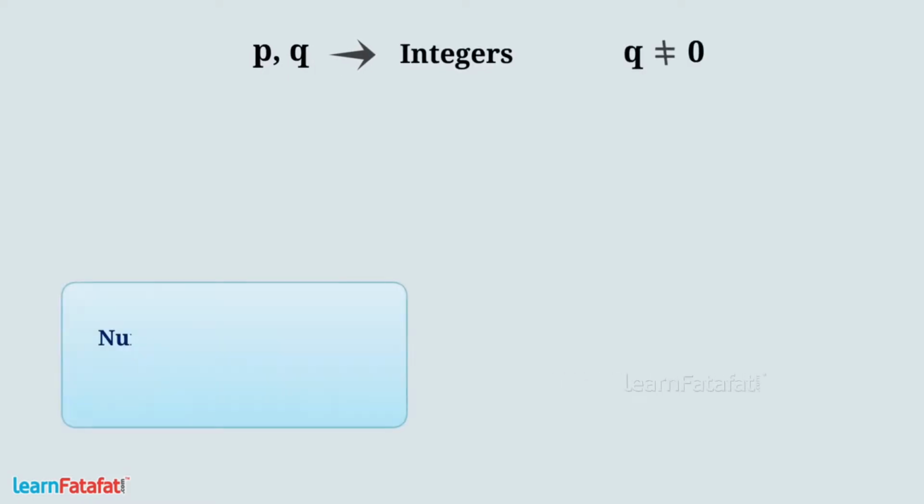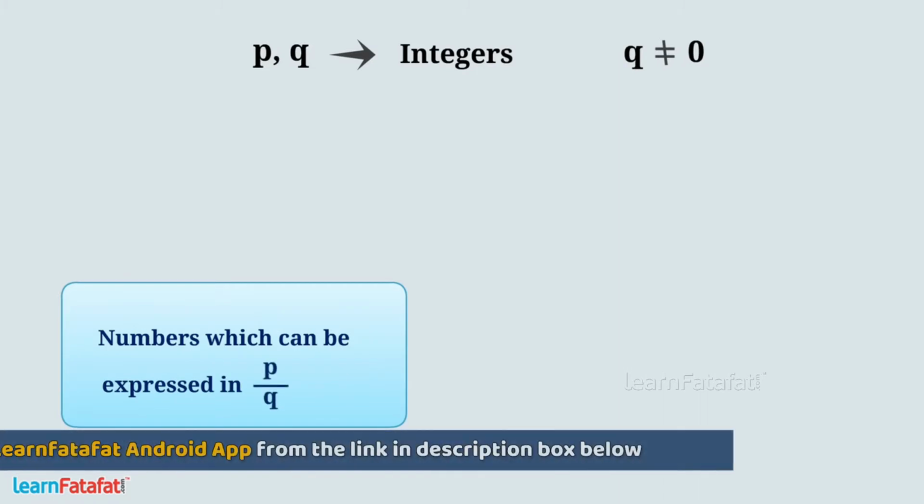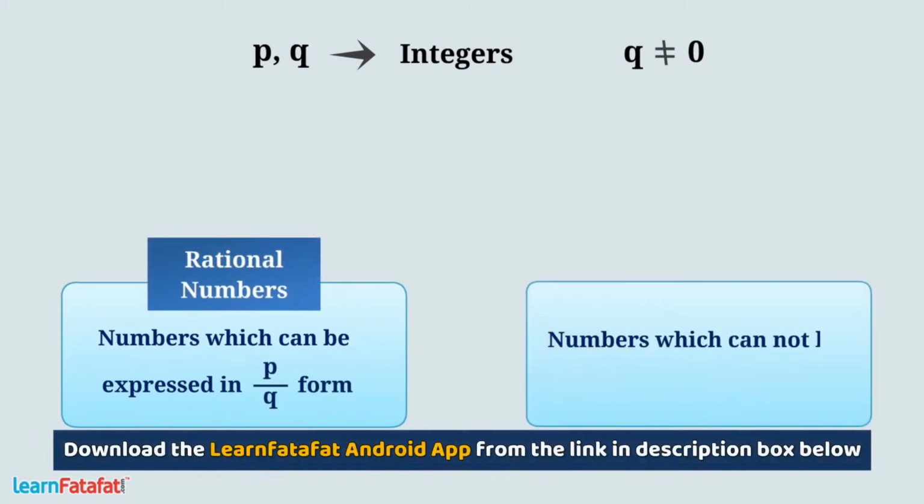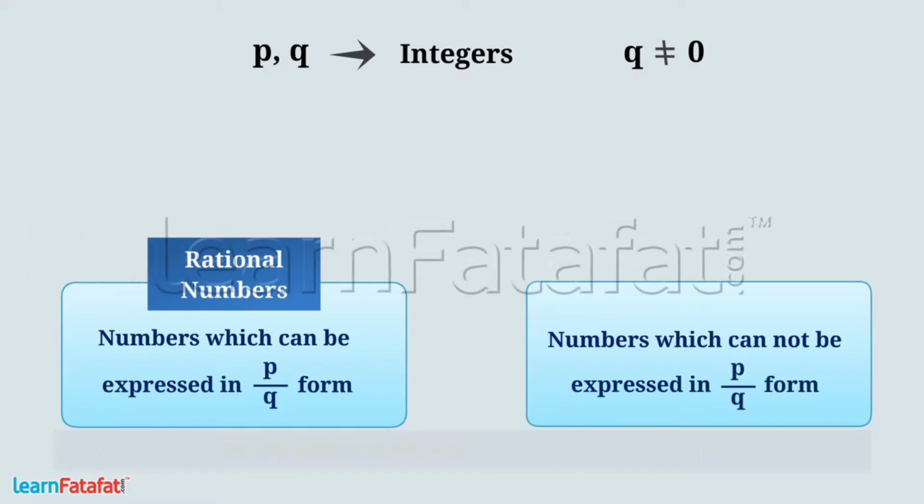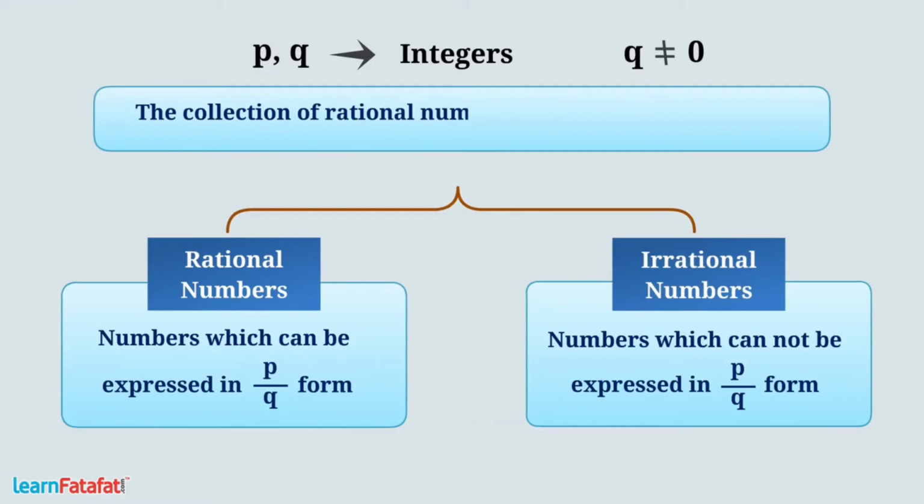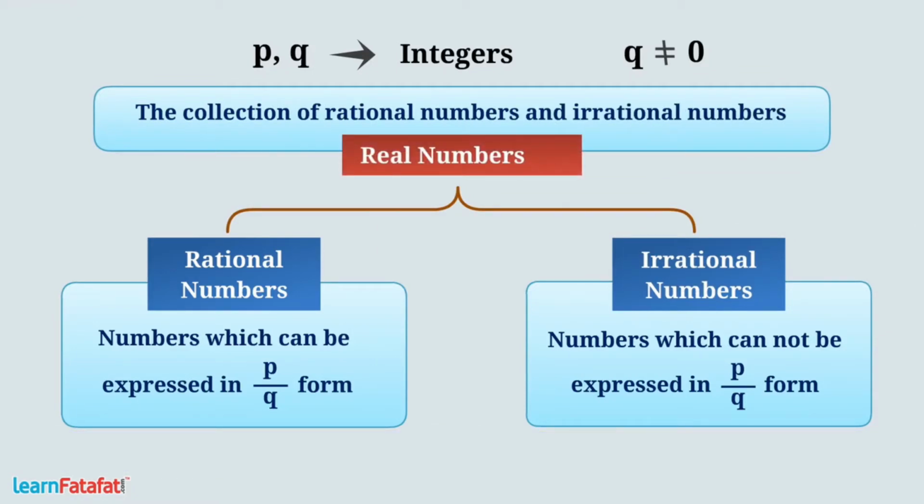If p and q are two integers and q is not 0, then the numbers which can be expressed in p by q form are rational numbers, and the numbers which cannot be expressed in p by q form are irrational numbers. The collection of rational numbers and irrational numbers is called real numbers. It is denoted by capital R.